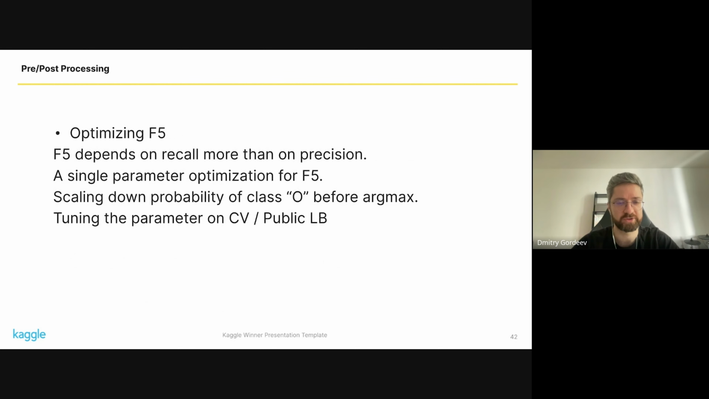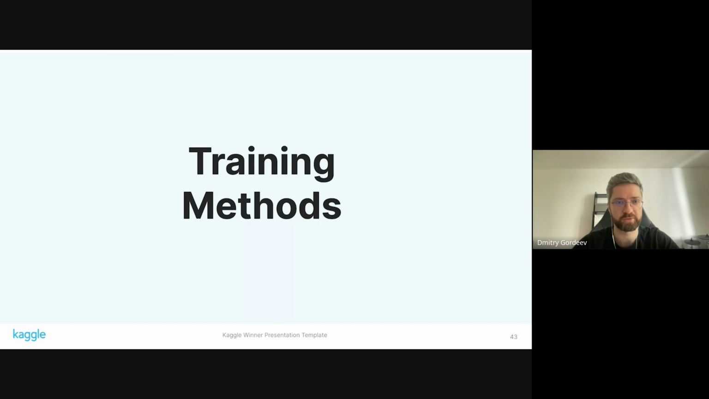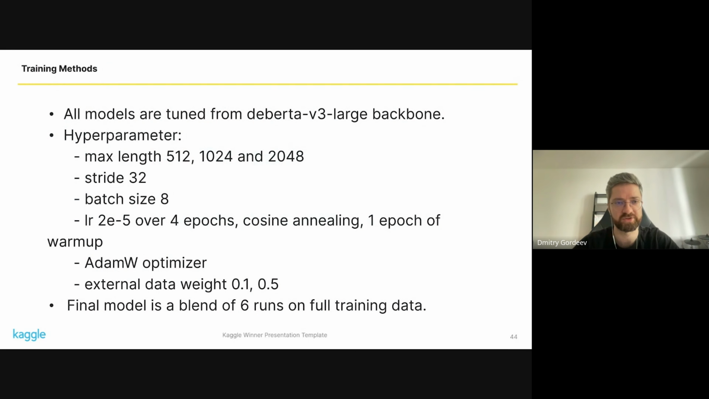And now let's go to the modeling. Just a quick summary, because there's, again, not much. I think it's quite a straightforward training, because I used DeBERTa v3 large as the backbone. I tried others, but they just didn't work as well as this one. And I just played with hyperparameters to see what works best.